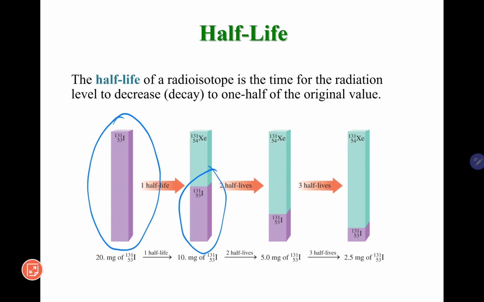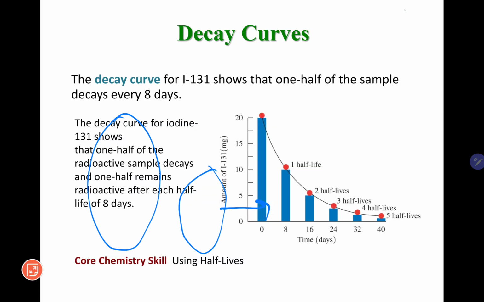After two half-lives, this amount will also be halved. So the decay is exponential. It kind of looks like this. After each half-life, your isotope level goes down by half. So this is a decay curve. This is a decay curve for a radioactive isotope. In here, it is iodine-131.